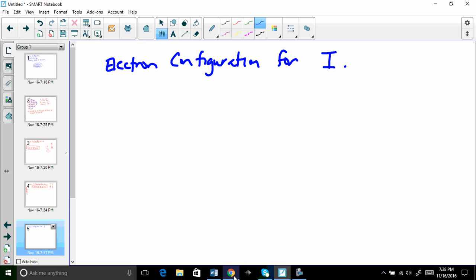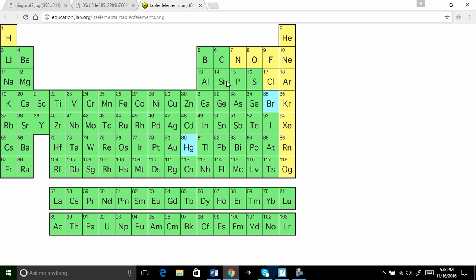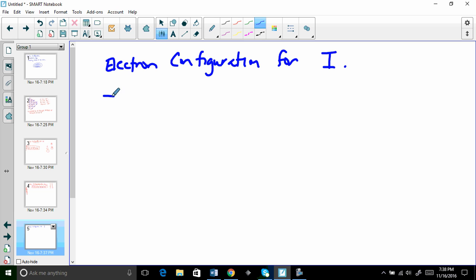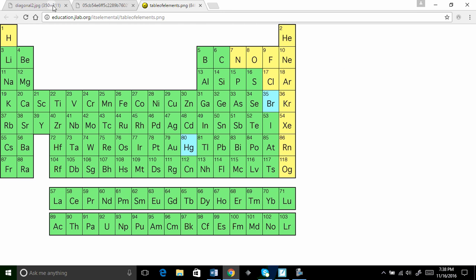Okay, so I go back here, and I find my periodic table, and I find iodine, and iodine is atomic number 53, which means that iodine has 53 electrons, and we have to place them all. It's a pain in the butt, but let's do it. Remember, an iodine atom has 53 protons, 53 electrons. We're doing electron configuration, so we only care about electrons. All right, here we go. I'm going to go back and forth between this.